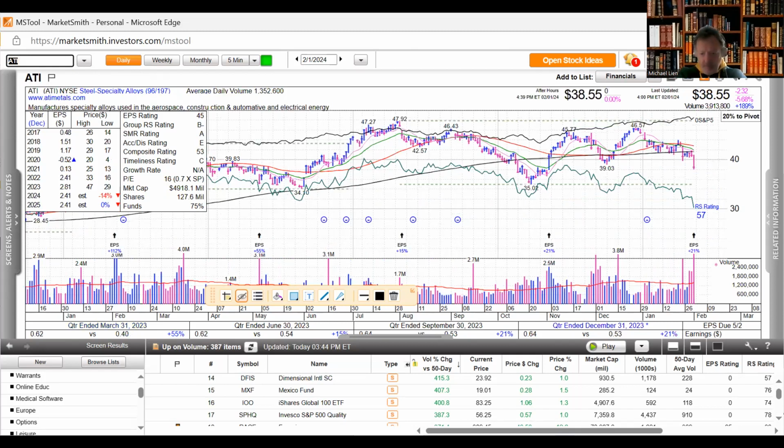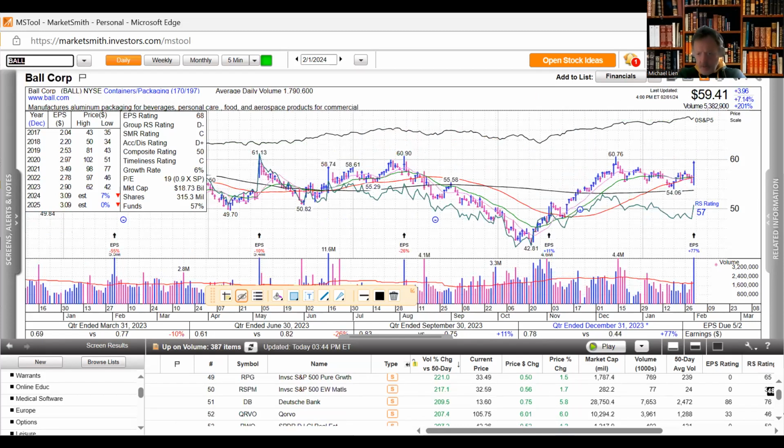ATI sold off 5.6%, almost 5.7%. Earnings came in at 21%, much less than what people were expecting. Ball had a big move up today on their earnings, up 77%. Looks like it initially sold off and then it just went up 7%.